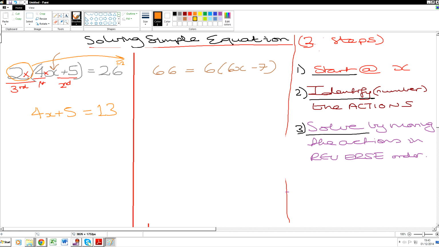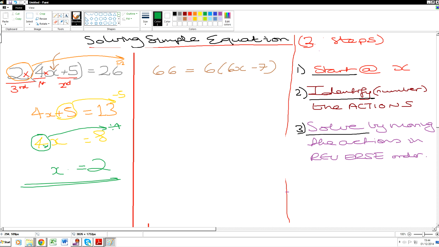Now we have to move the second action. What was the second action? +5. +5 goes over and becomes -5. So 13 minus 5 will give us 8. And last but not least, we move the first action, which was times by 4. The opposite of times by 4 is divided by 4. Copy the x down again, copy the equal down again, and 8 divided by 4 is 2.